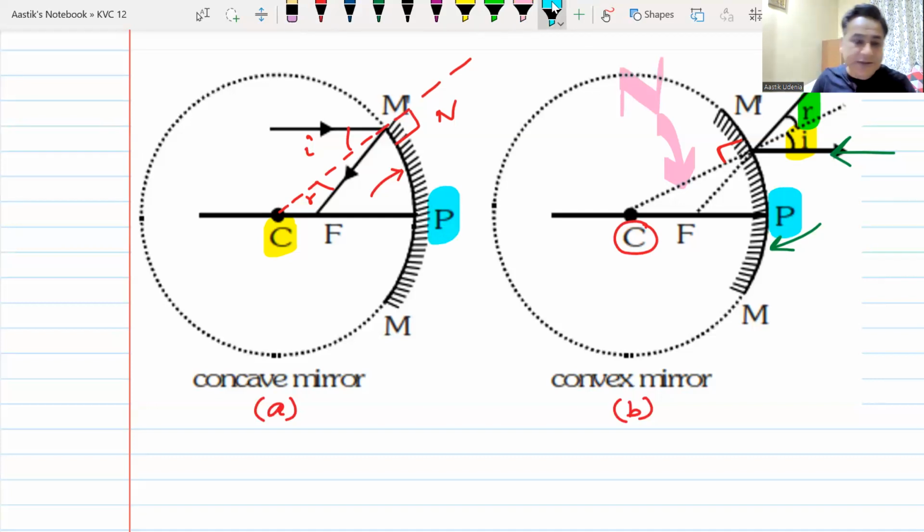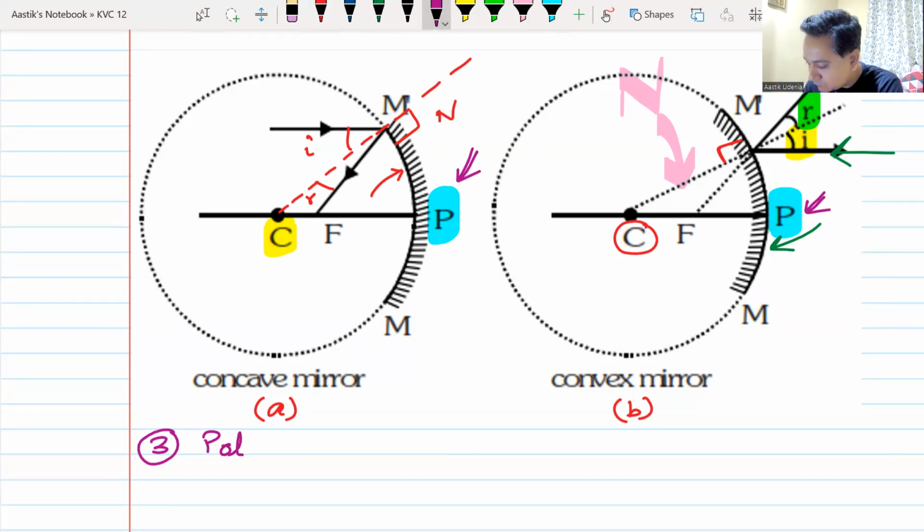PP, pole, PP. And since you have recognized that we are talking about the pole of the mirror, you must be able to tell me, my dear friends, what is the pole of the mirror? That is the third definition that we are going to do. Number 3, pole of the mirror, represented by the letter P, P standing for pole. What do you mean by pole of the mirror? Yes, my dear friends, I'm waiting for your answer.